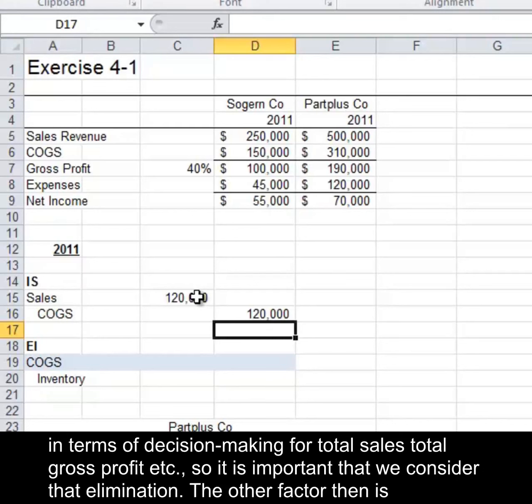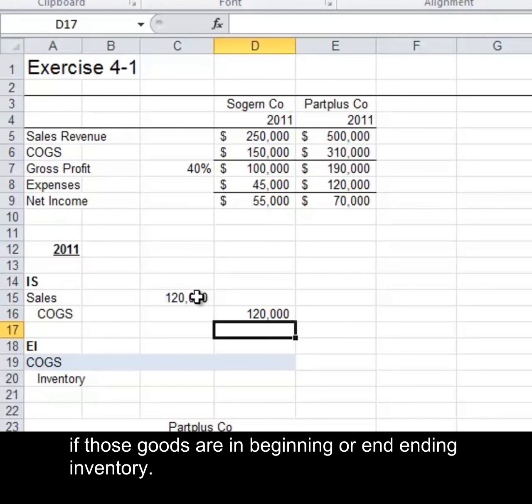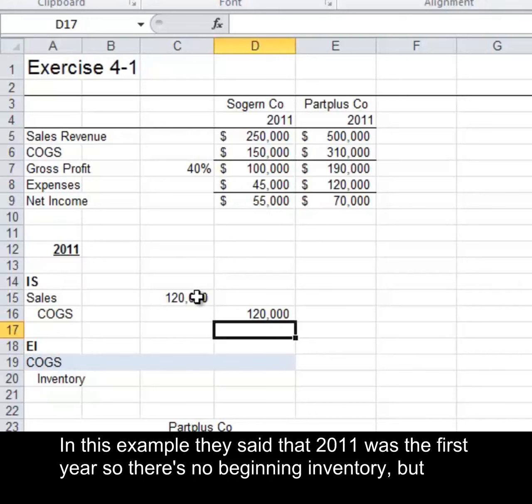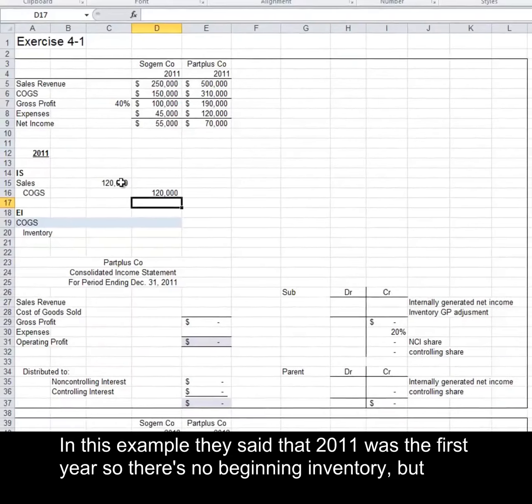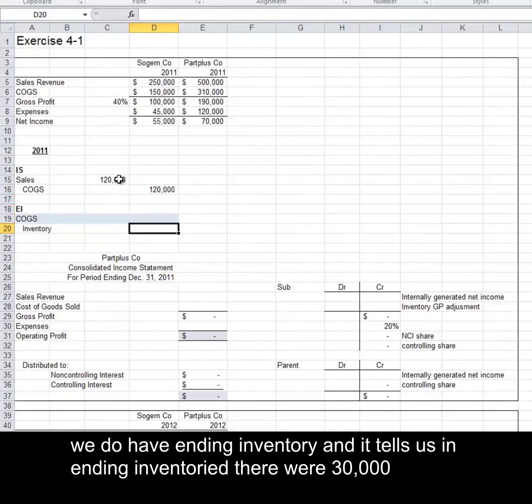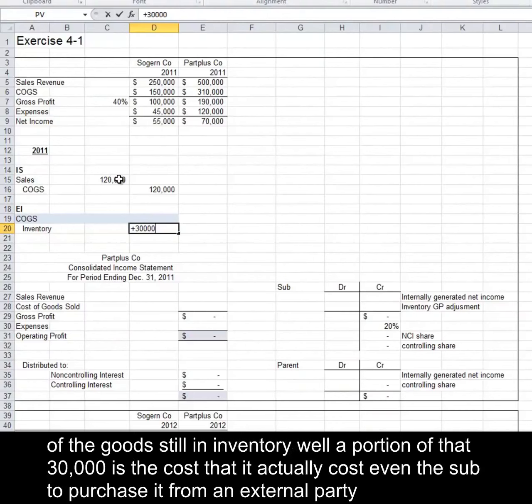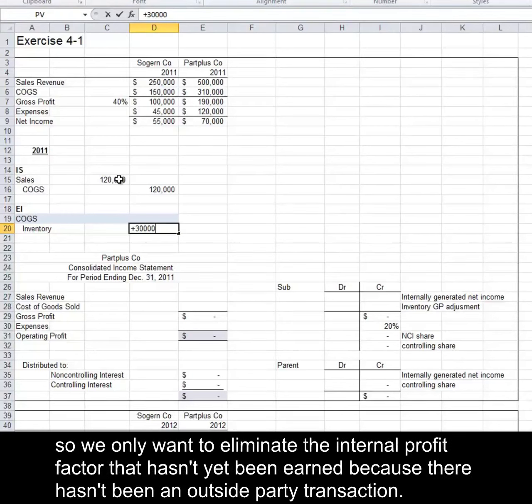The other factor then is if any of those goods are in beginning or ending inventory. In this example they said that 2011 was the first year, so there's no beginning inventory, but we do have ending inventory, and it tells us in ending inventory there were 30,000 of the goods still in inventory. Well, a portion of that 30,000 is the cost that it actually cost even the sub to purchase it from an external party. So we only want to eliminate the internal profit factor that hasn't yet been earned because there hasn't been an outside party transaction.